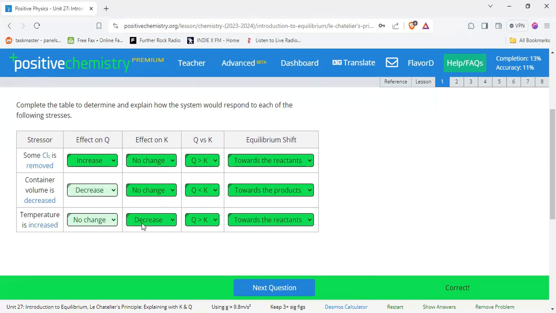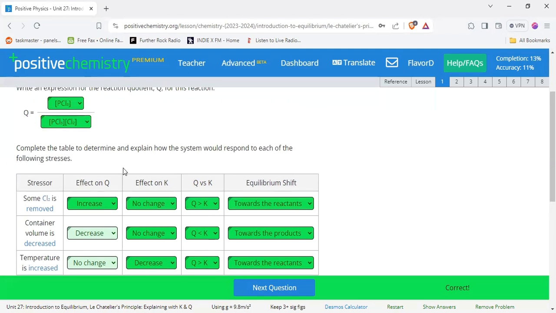Since Q didn't change, Q is now bigger than K because K went down. Our number, Q, at the moment is too big to be at equilibrium. That means we have too much numerator and not enough denominator. We need more of the left side and less of the right side. We need it to flow toward the reactants, or it will flow toward the reactants.